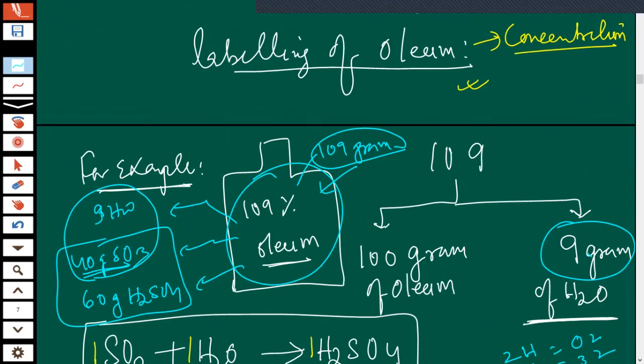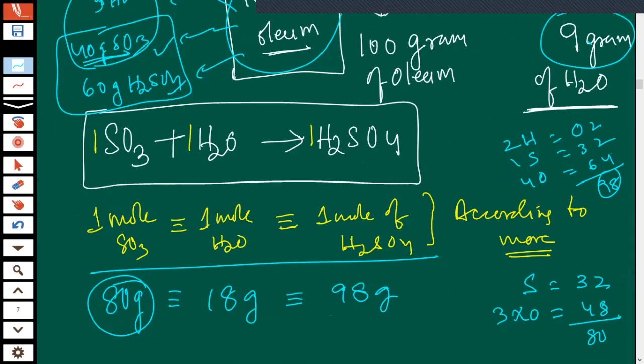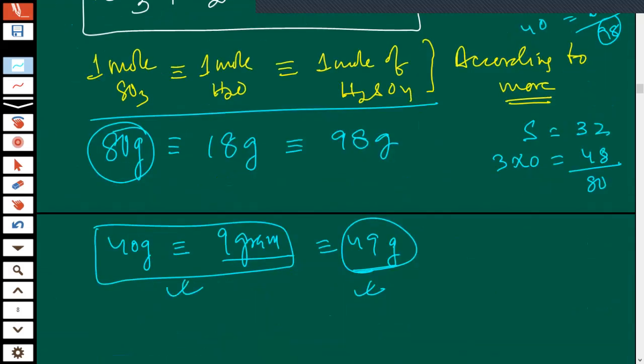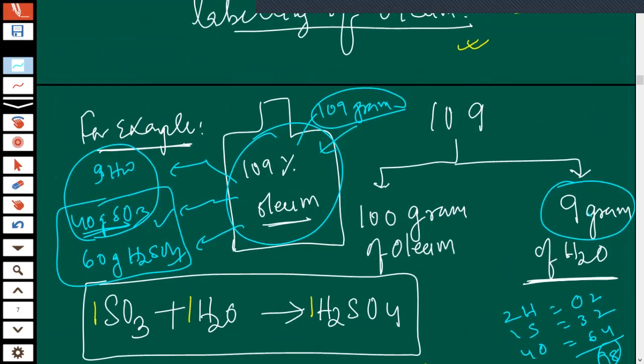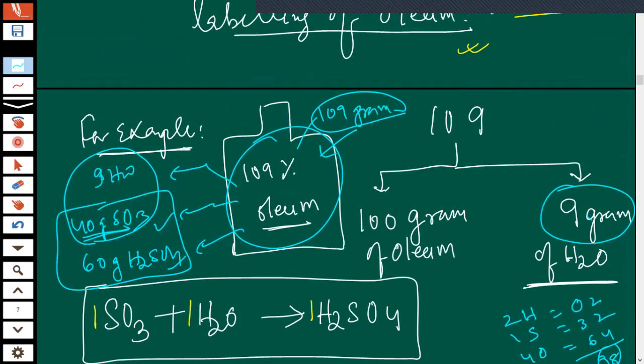Right, children? So in this way you have to give the composition by calculating like this. Whatever the amount of water, accordingly you have to see the SO3 amount, and write the composition and total weight of sulfuric acid. The total weight of sulfuric acid is 109 gram. Right, children?